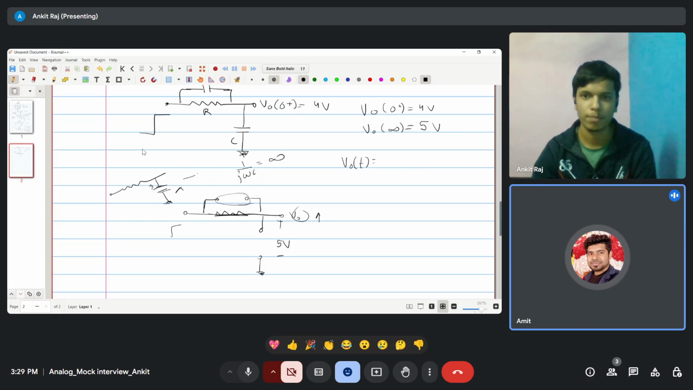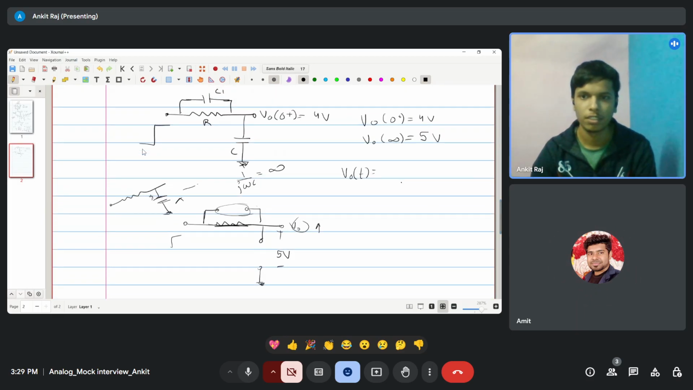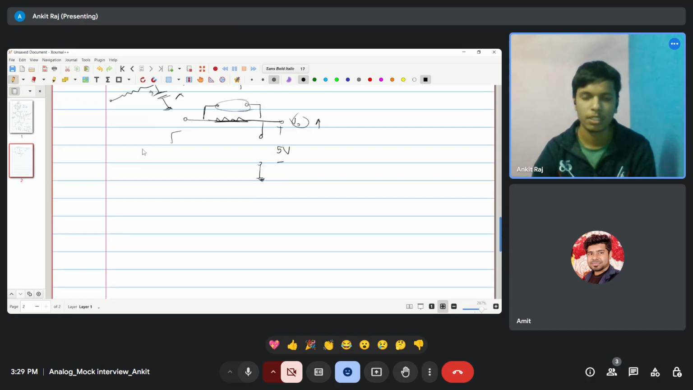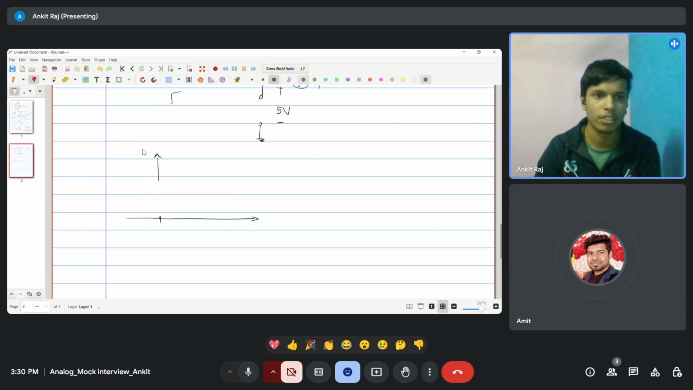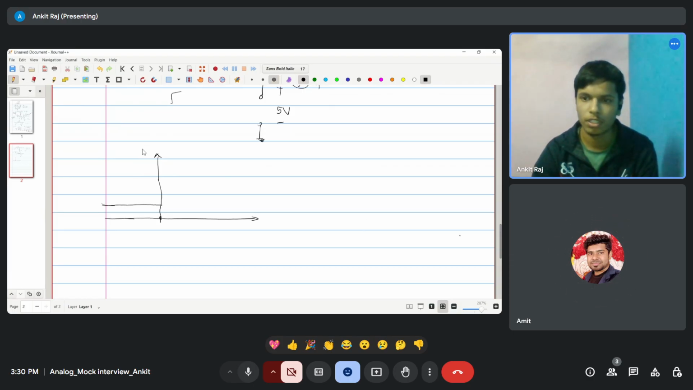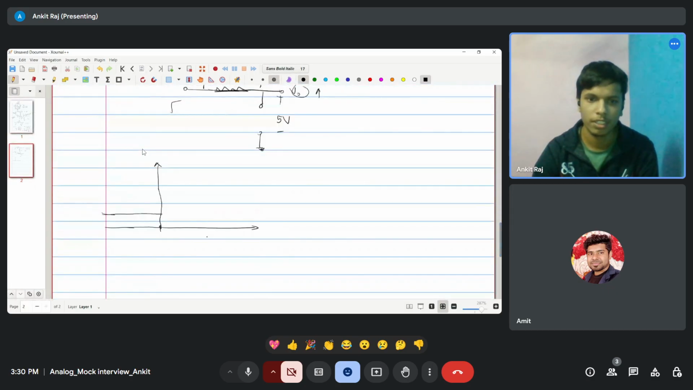So now draw the full waveform of VC1 and V out. If we see V out, at t equal to 0 there will be a step. When I say full waveform, that means t equals minus infinity to t equals plus infinity. So before t less than 0, it was 2 volt, and at t equal to 0 it reaches 4 volt, and after that, at t equal to infinity, it reaches 5 volt. Mark all the points.